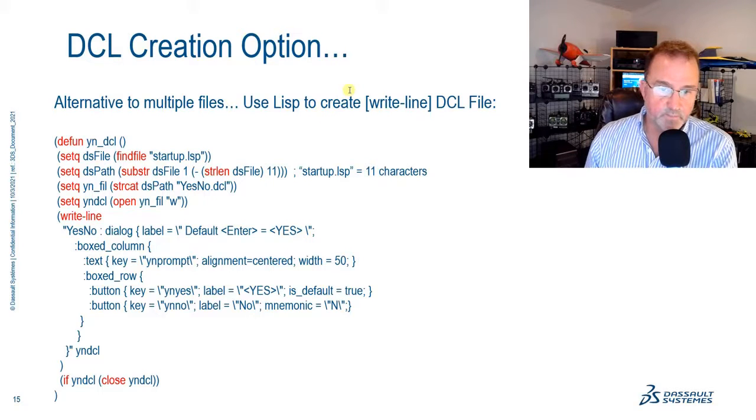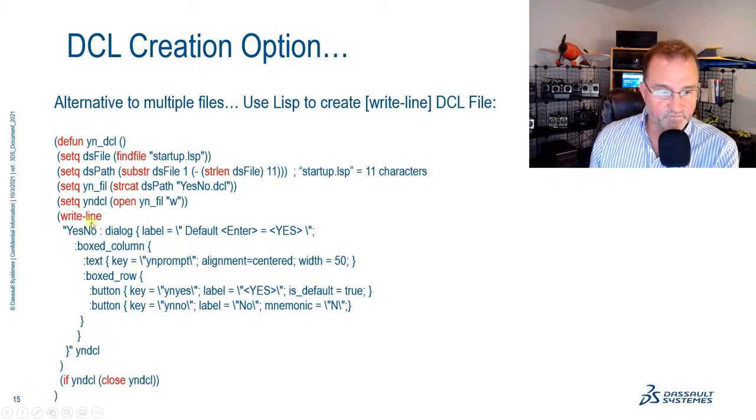So in this case, if I use this method, I can have my Lisp routine create my DCL for me and then run it so that it's all nicely packaged up in one little file. So how do I do that? Well, the first thing I'm going to do here is define a function called my yes/no DCL. I'm going to find where the startup is, strip out the path, add yes/no to the path, and then open the yes/no file to write.